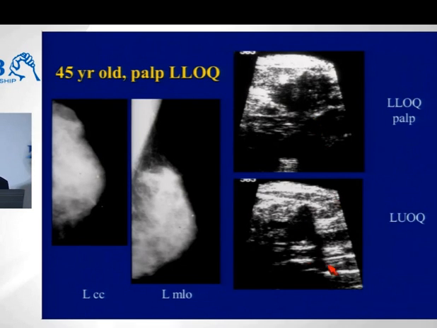And in this woman, I found a pretty good sized mass. You can see it taller than wide, or we would now say anti-parallel orientation. Needle biopsied both of them, and they both turned out to be cancer. And so this woman, who was anticipating having a lumpectomy for her palpable cancer, ended up having a mastectomy.